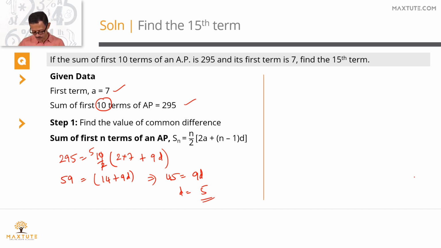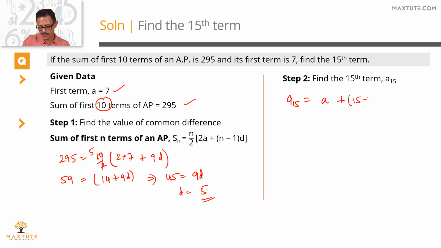Step 2, we're going to find out the 15th term. 15th term a15 is equal to the first term. Do you know the value? Yes, that's 7. Plus n minus 1, which is 15 minus 1, times common difference, which is equal to 5. Let's plug in both those values. So 7 plus 14 times the common difference, which is equal to 5. 14 5s are 70. 70 plus 7 is equal to 77. So the 15th term is equal to 77.